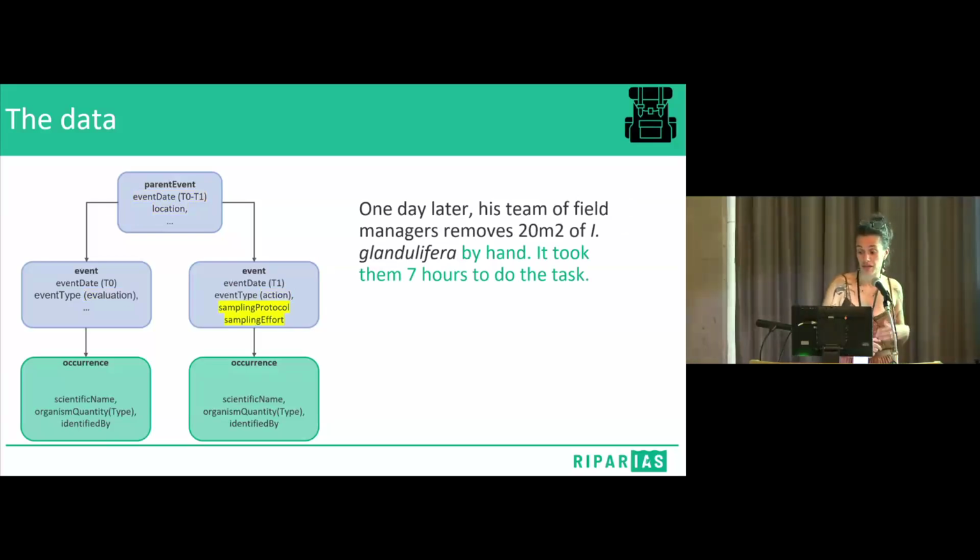Let's dive a little bit deeper into the details. Apparently they took them out by hand and it took them 7 hours to do the task. I think, okay, we could use sampling protocol and sampling effort for that. So we're quite fine, Darwin Core can still cover everything. But maybe they also simultaneously use a crane. It has a specific brand, a specific model, so more details about that. You can lump it in the sampling protocol fields, but it's starting to become a little bit more messy.